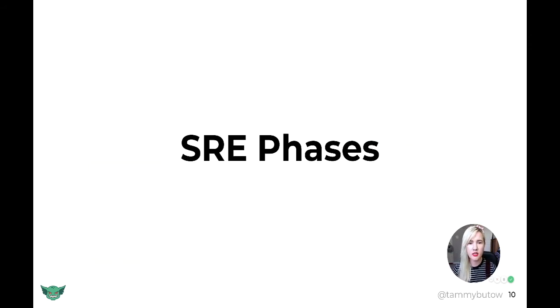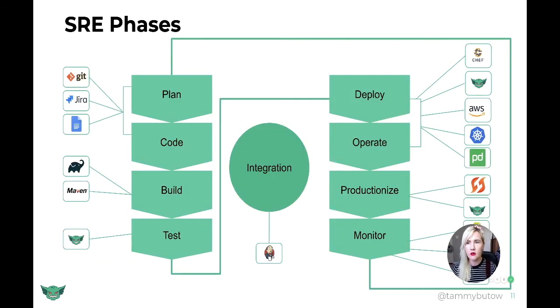So now let's look at SRE phases. We start at plan, then code, then build, then test, over to deploy, operate, productionize, and monitor. In the middle, we have integration. There are a lot of different tools that SREs commonly use. In plan, there's tools like Git, Jira, Google Docs for figuring out what we're going to create. Same thing in code. Then we have build tools that we commonly use as well, Gradle, Maven.